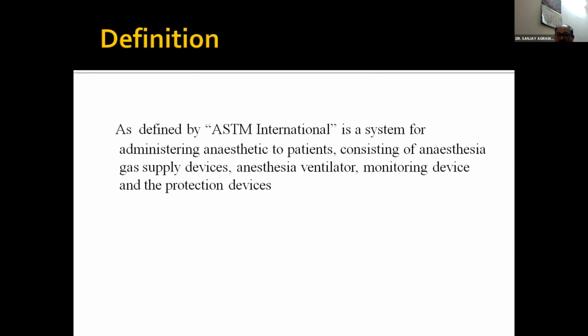Coming to the anesthesia workstation, how do we define it? As per ASTM International, an anesthesia workstation is a system of administering anesthetics to the patient, which consists of anesthesia gas supply devices, an anesthesia ventilator, monitoring devices, and protection devices. When we have the combination of everything in one, it is known as an anesthesia workstation. That is, anesthesia gas supply devices, an anesthesia ventilator, monitoring devices, both for the gases being delivered to the patient as well as for the patient's vital monitoring, and the protection devices in the machine.